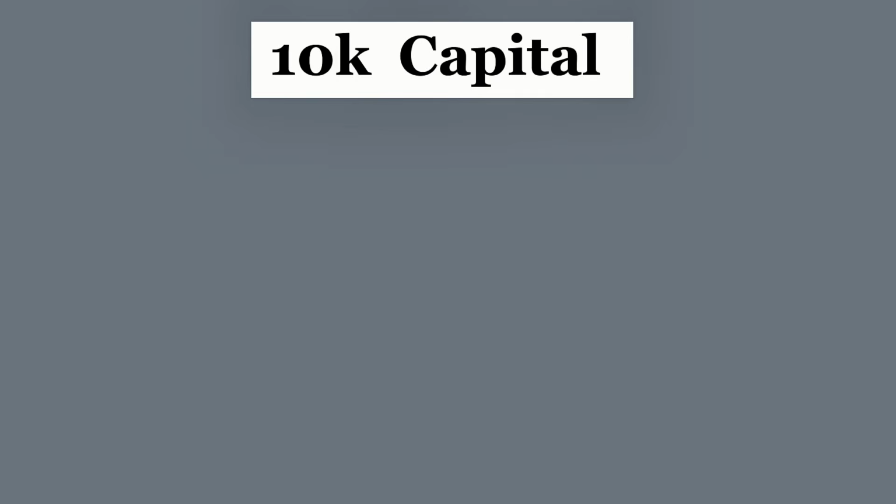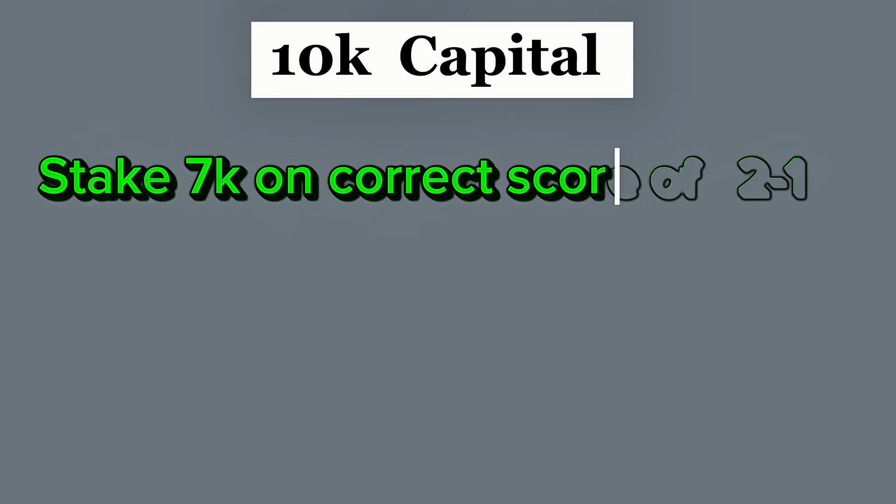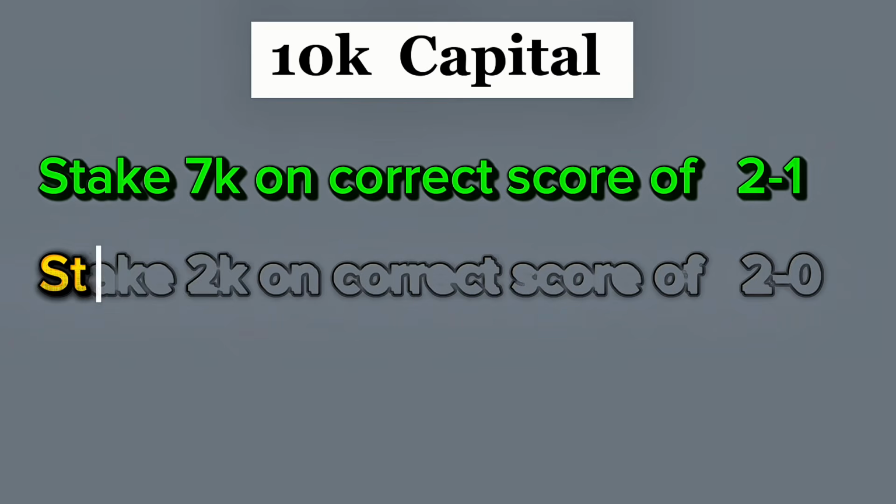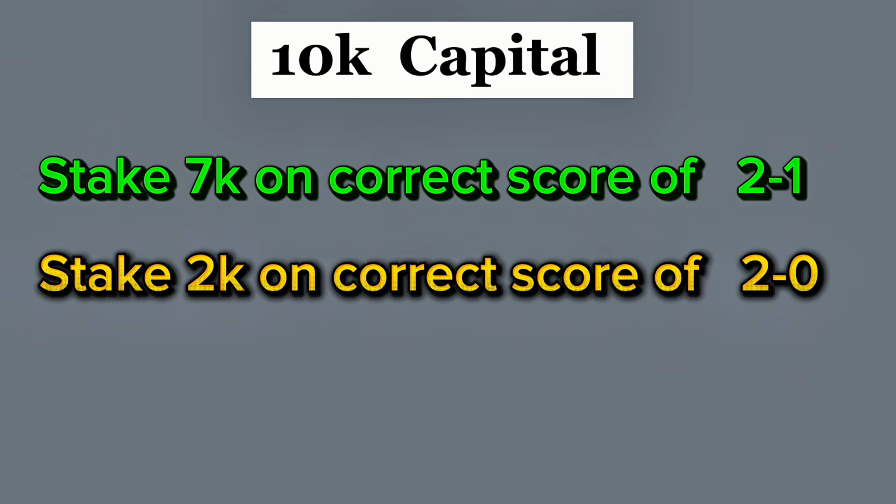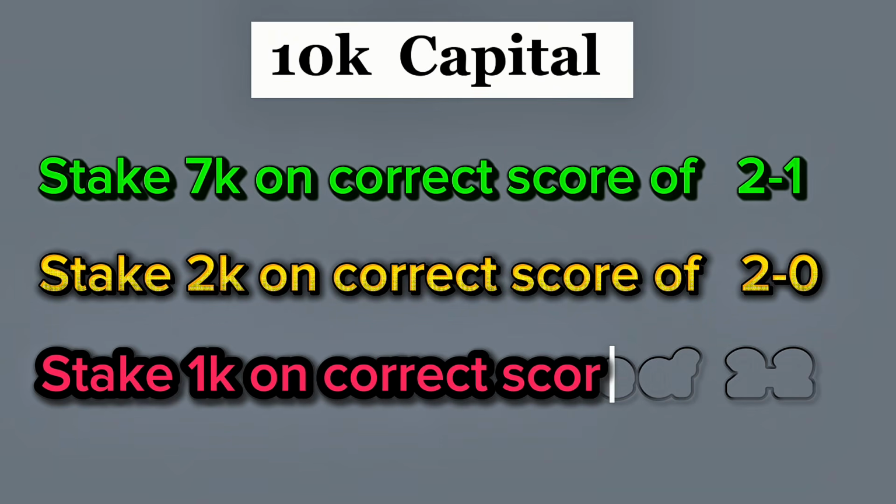Let's say you have 10k, you want to stake 10k, that is your capital. Stake 7k on 2-1 because they will play 2-1. Now stake 2k on 2-0 and stake 1k on 2-2. Out of your 10k, stake 7k on 2-1, stake 2k on 2-0, stake 1k on 2-2, because 2-1 is 99% guarantee, while 2-0 is 70% guarantee and 2-2 is 50% guarantee.